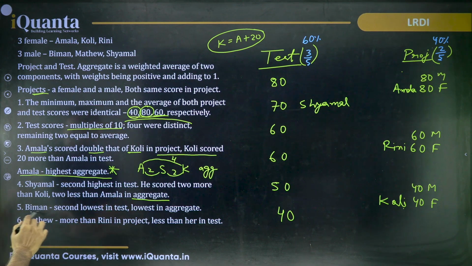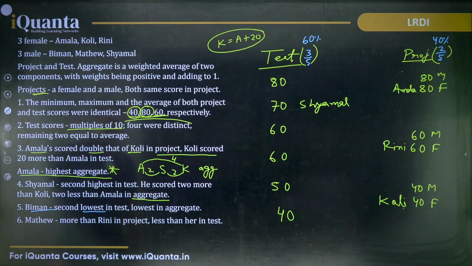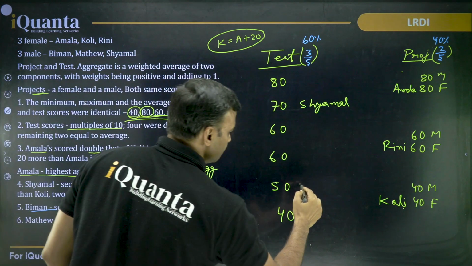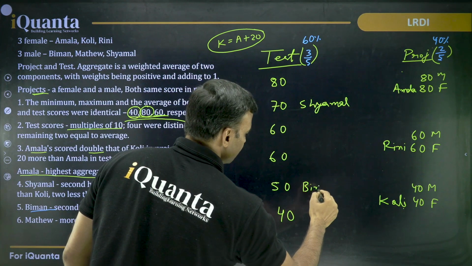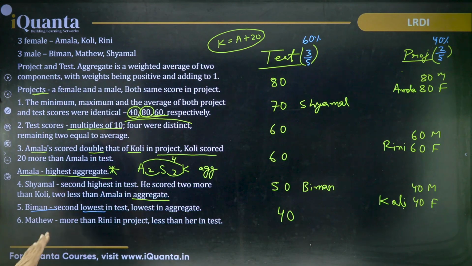Yes. Biman is second lowest in test. So this value is Biman. This is a fixed information. I am going back to that yellow color just to show that this was a fixed information from the beginning itself.